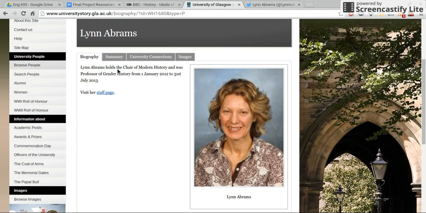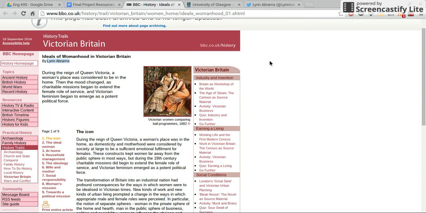It says Lynn Abrams holds the chair of modern history. That's a good sign, history, because that's what I'm writing about. And was professor of gender history. Gender history, I'm writing about women in Victorian times, so that makes sense. That's really useful. Professor of gender history from 1st January 2012 to 31st July 2013. Okay, so she knows what she's talking about. This woman, Lynn Abrams, author of this article, knows about what she wrote about in this article, and she has done research and she has been published, and that makes her credible. That makes me trust her. That makes me trust this page and what's on it.